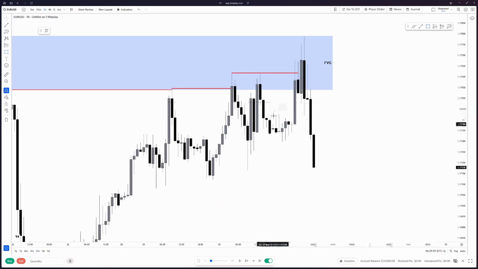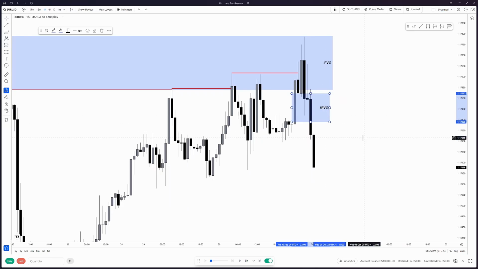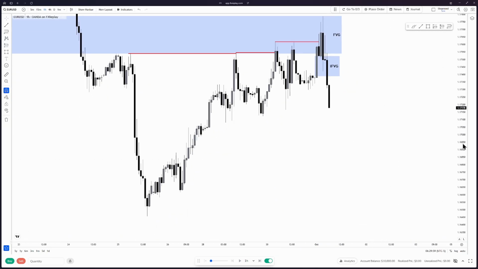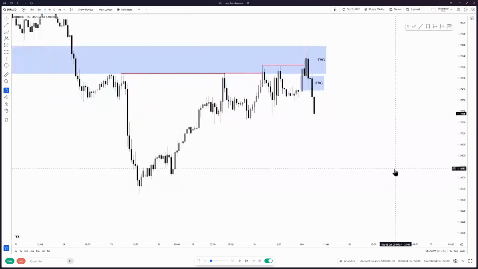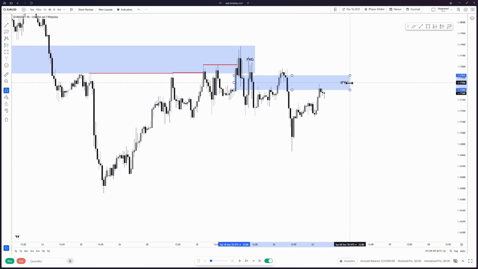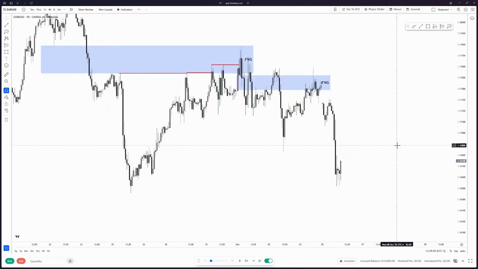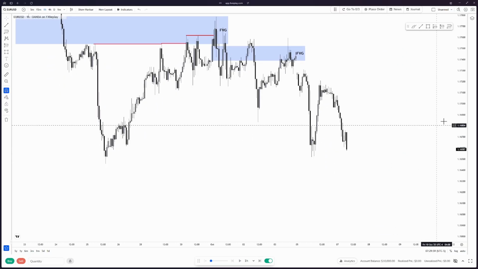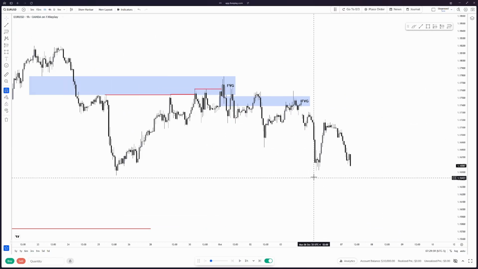Now notice that we have a 1-hour inverse fair value gap here. This is an inversion with a strong displacement, which is called a strong confirmation. Now let's see what happens next. Look how price respected the higher time frame inverse gap. Look how fast it displaced strongly to the downside.